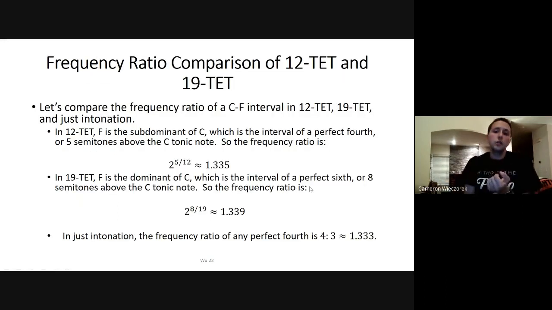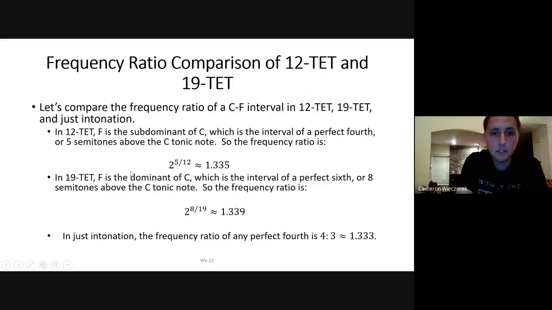Let's look at a frequency ratio comparison. So audibly, what are the differences going to be in terms of pitch? Let's just use C to F as an example. Here's a C to F interval in a 12-tone system or on a standard keyboard. It's the interval of a fourth, a perfect fourth. In the 12-tone system, we know that F is the subdominant of C. It's 5 semitones above the tonic note. So the frequency ratio would be 2 to the 5/12, which is about 1.335.